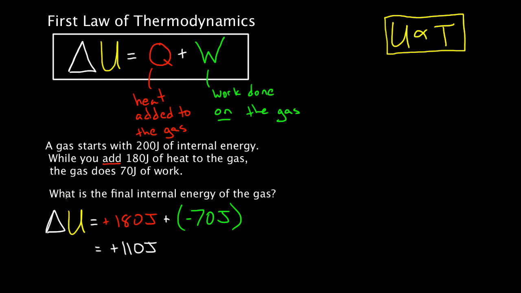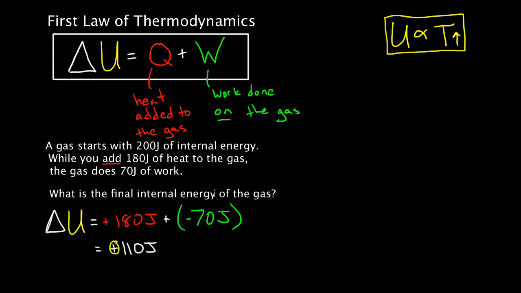The question's asking us for the final internal energy of the gas. This is not the final internal energy of the gas. This is the amount by which the internal energy changed. So we know the internal energy went up because this is positive, and this is the change in internal energy. Internal energy went up by 110 joules. That means temperature is also going to go up.